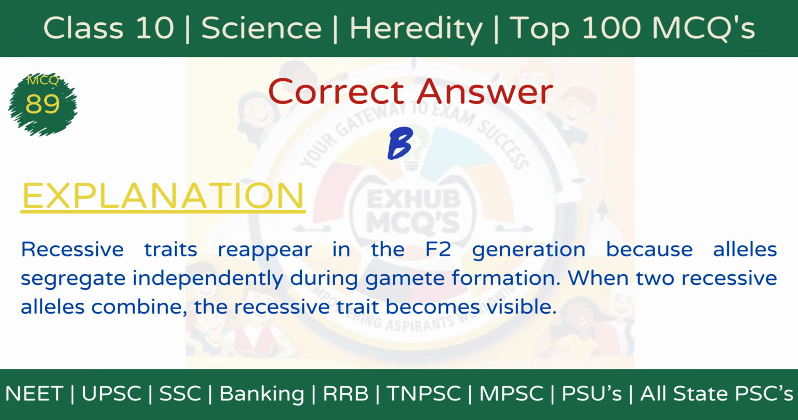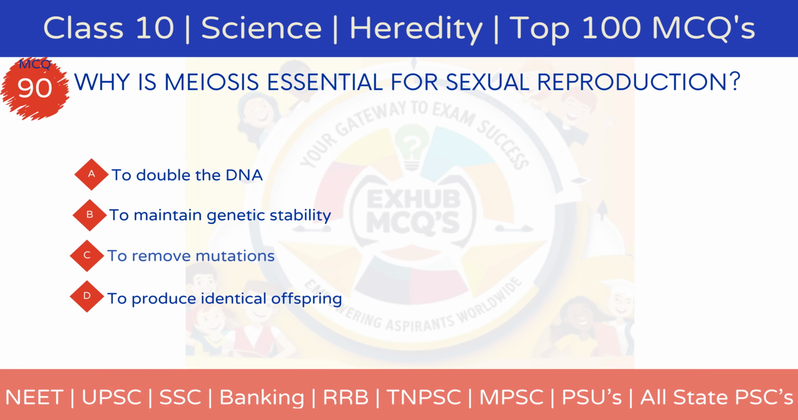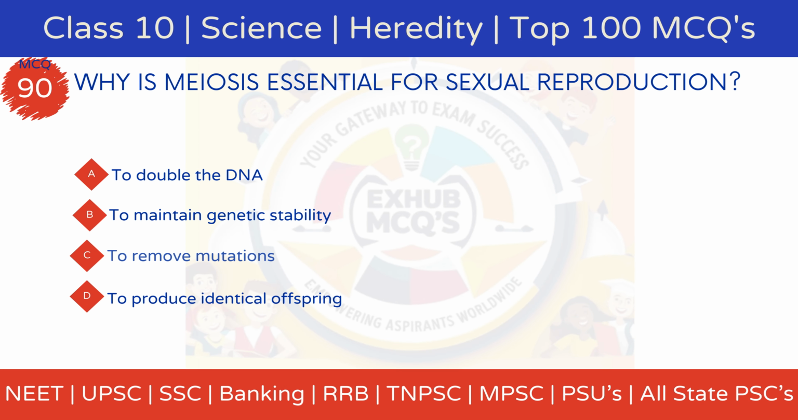The correct answer is option B, segregation of alleles. Explanation: recessive traits reappear in the F2 generation because alleles segregate independently during gamete formation. When two recessive alleles combine, the recessive trait becomes visible. MCQ 90. Why is meiosis essential for sexual reproduction?